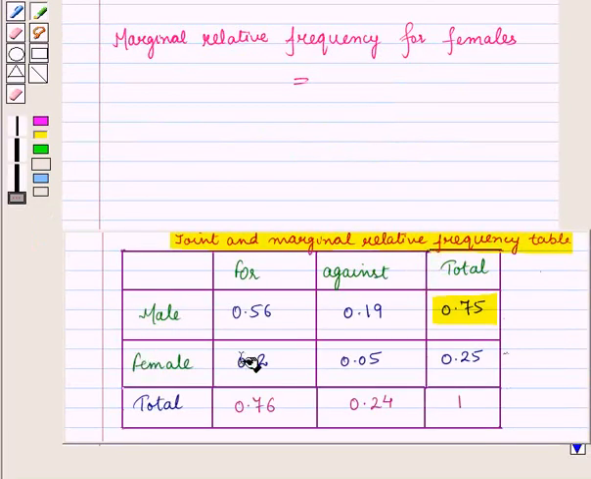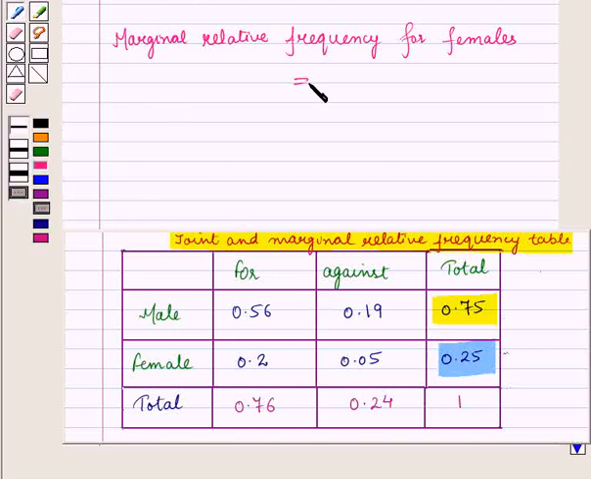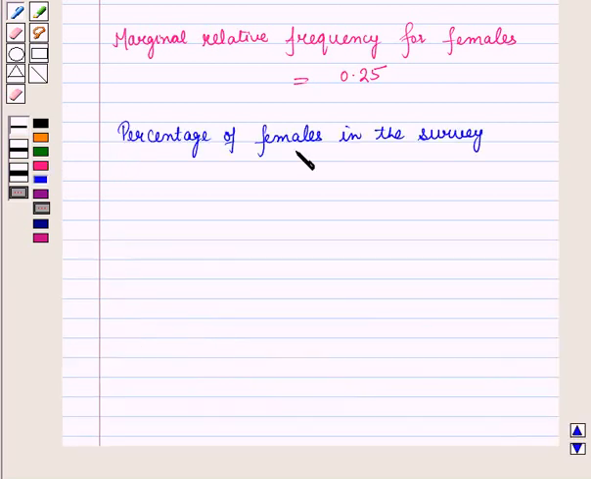Similarly, in row 2, see the cell corresponding to females and total, and it is 0.25. So marginal relative frequency for females is 0.25. Now this marginal relative frequency gives us the proportion of females in the survey. So percentage of females in the survey is equal to 0.25 into 100, which is equal to 25%.